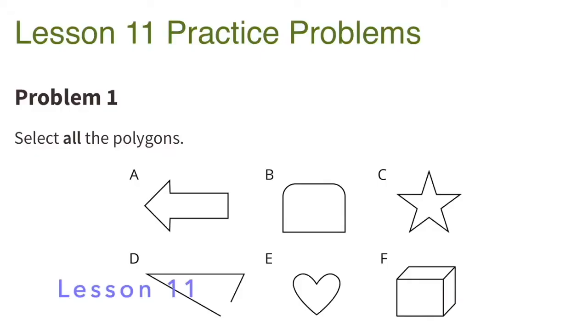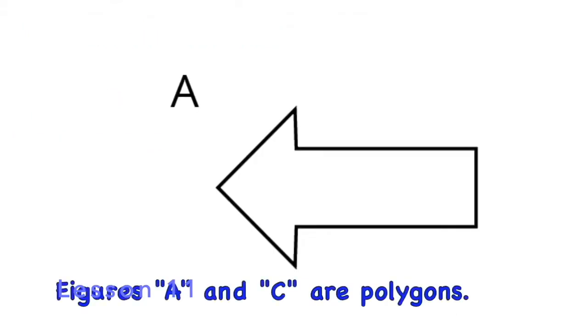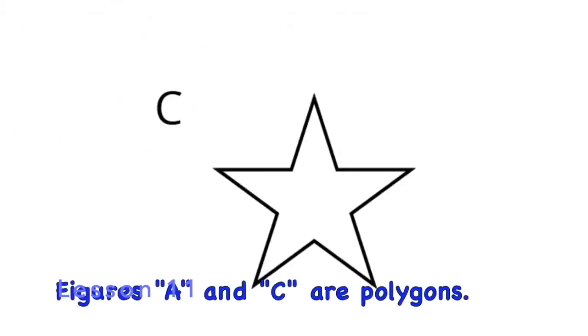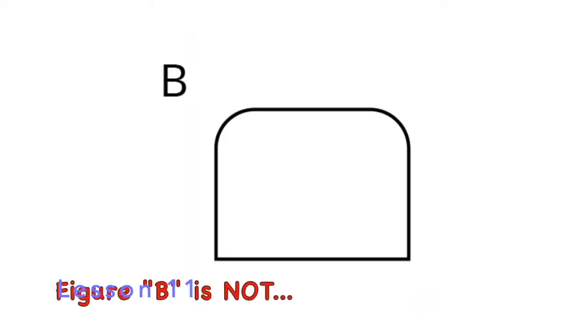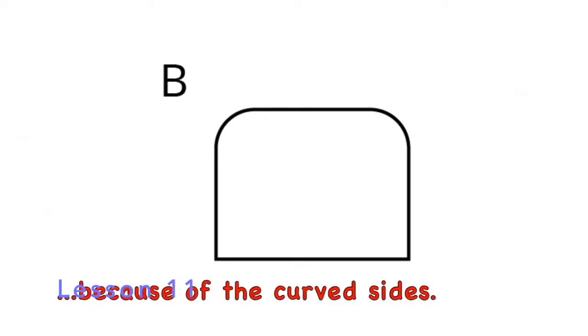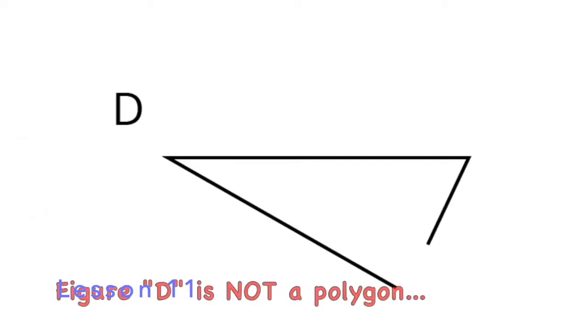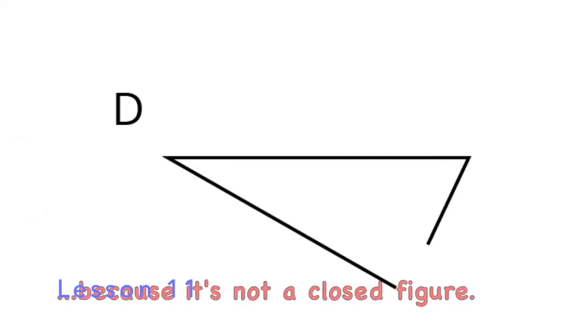Unit 1, Lesson 11, Polygons. Number 1. Select all the polygons. Figures A and C are polygons. Figure B is not, because of the curved sides. Figure D is not a polygon, because it is not a closed figure.